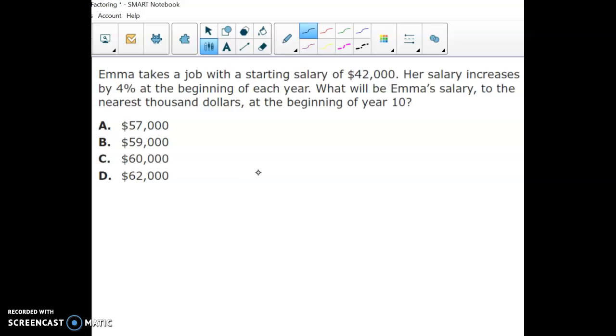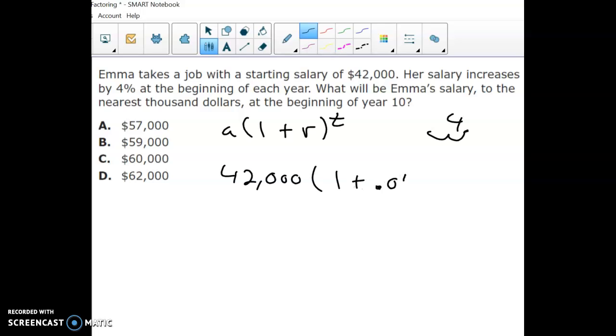Okay, so she starts with 42,000. So basically this is going to be the other formula, the rate formula. Okay, and the initial amount is 42,000. I'm going to do 1 plus the rate, so 4% as a decimal, move it over twice. So we're going to get a raise, so we're going to add that 4% each year, t. And then this is the beginning of the 10th year.